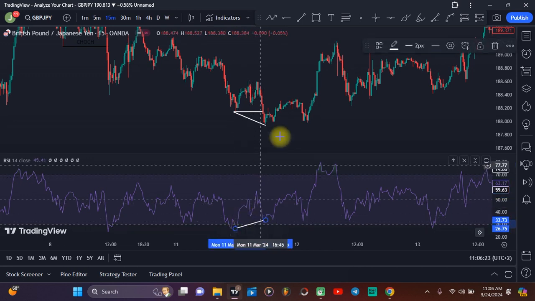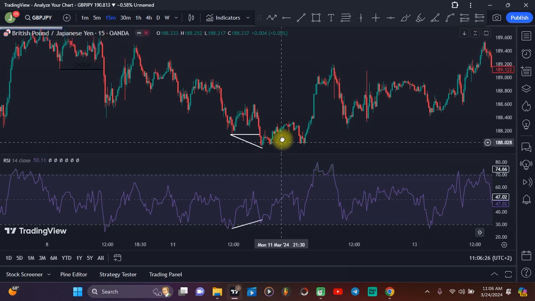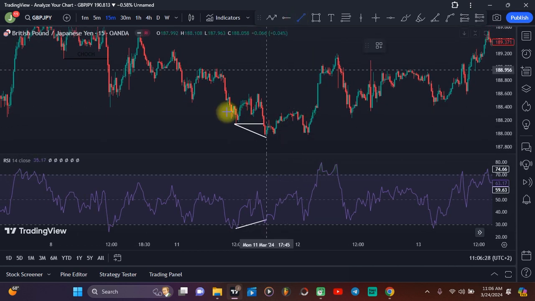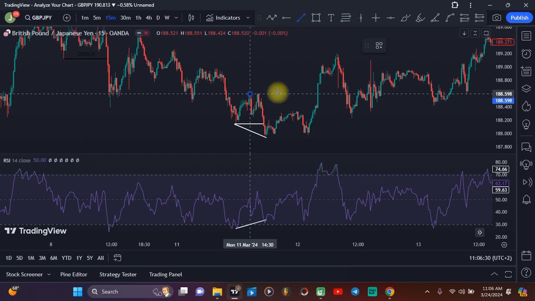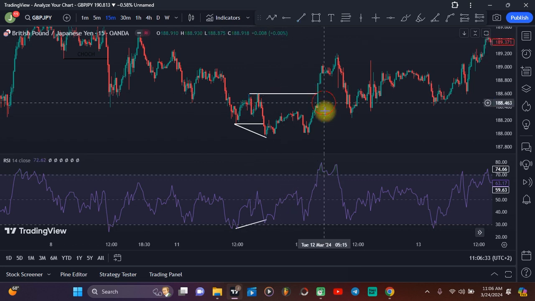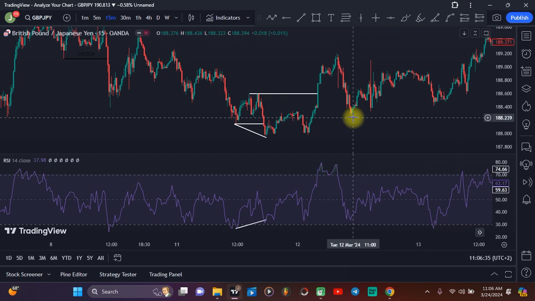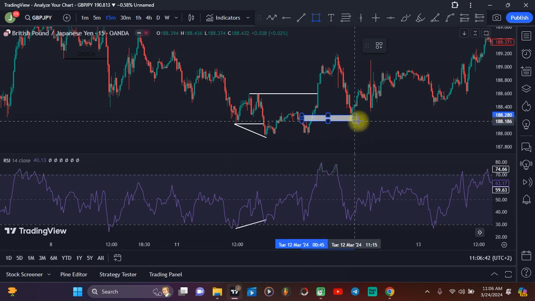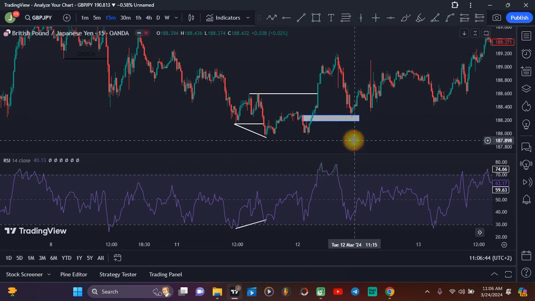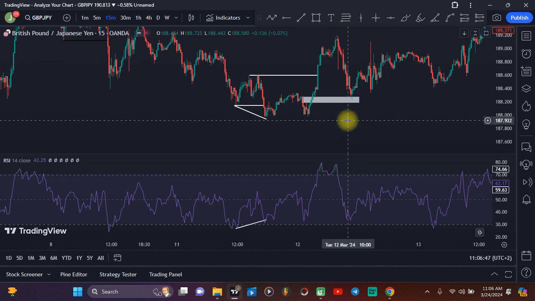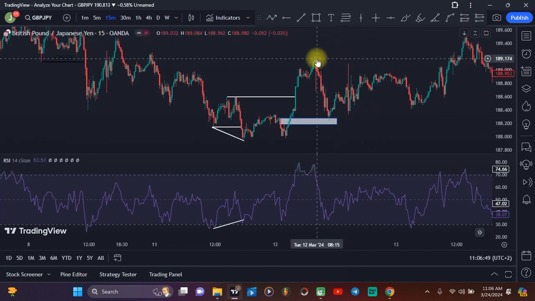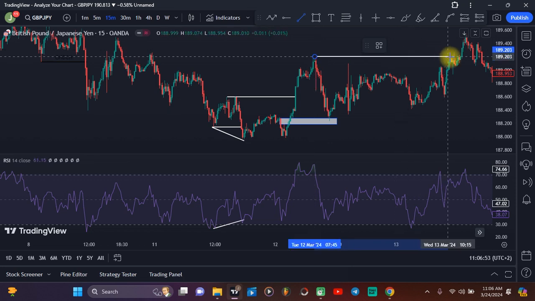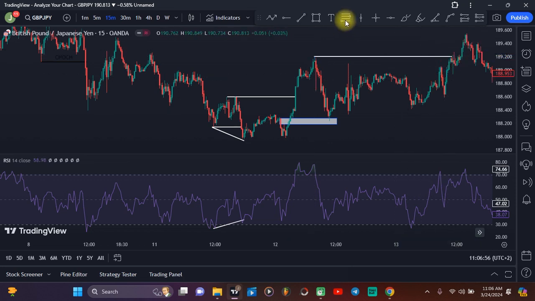Now when this divergence takes place, we wait for a change of character, and as you can see here, we had that change of character to the upside, and the market then retraced to react on this breaker block over here. So the market reacted on this breaker block here, and then the market started pushing to the upside, creating this break of structure.